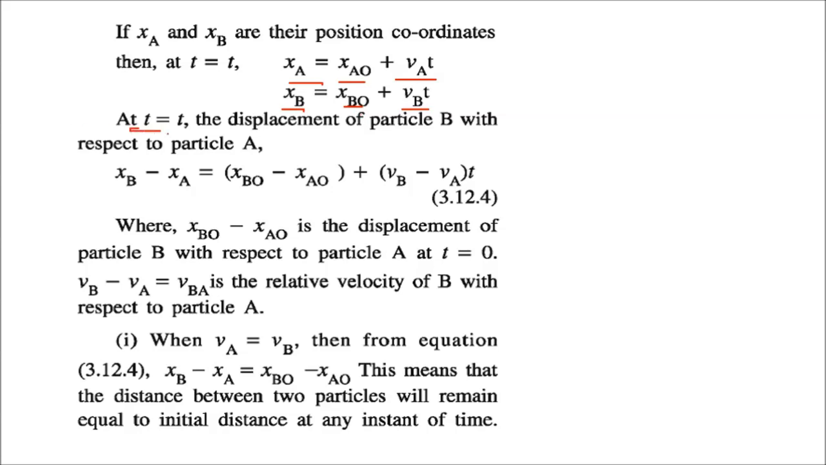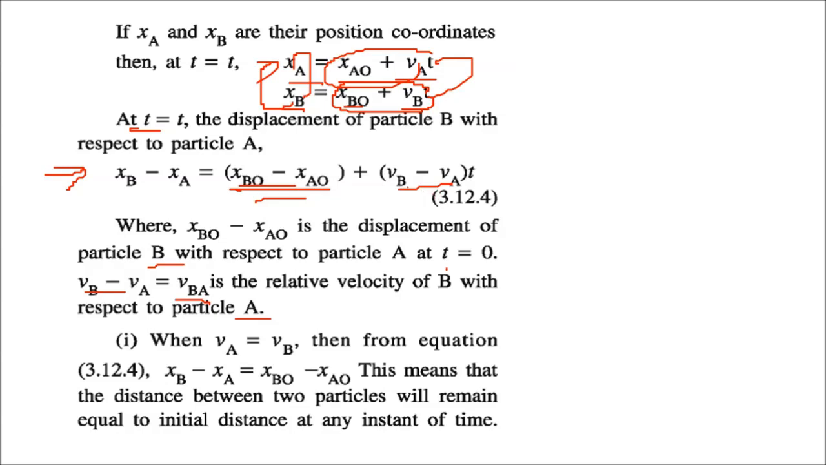And at time t, the displacement of particle B with respect to A will be what? We know that it will be XBA, so XB minus XA. Now subtract this from this, we get XBO minus XAO plus (VB minus VA)t. Here this is the displacement of particle B with respect to A, because at t equal to 0, initially we know what the difference was. So VB minus VA, we know it as VBA, that is the relative velocity of B with respect to A.